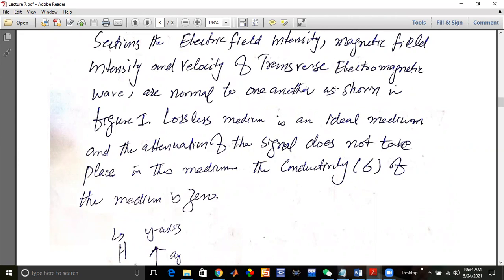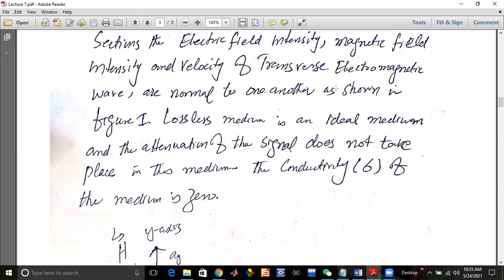So theoretically it doesn't exist. And you know why we study it then: it will be the basis for the practical medium, the lossy medium. If we study the propagation of the light wave in a lossless medium, then we can easily understand the propagation of the light wave in a lossy medium.